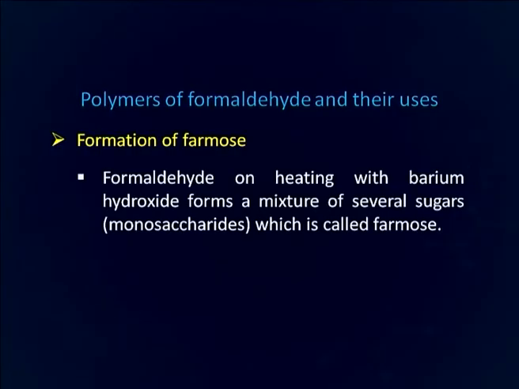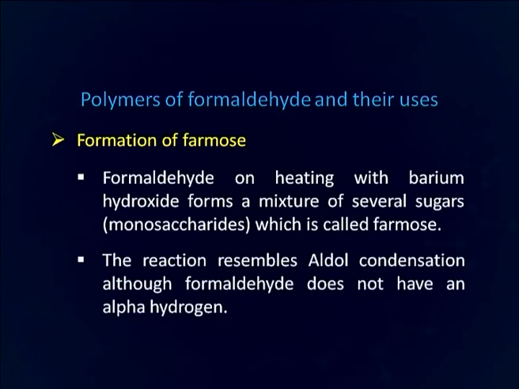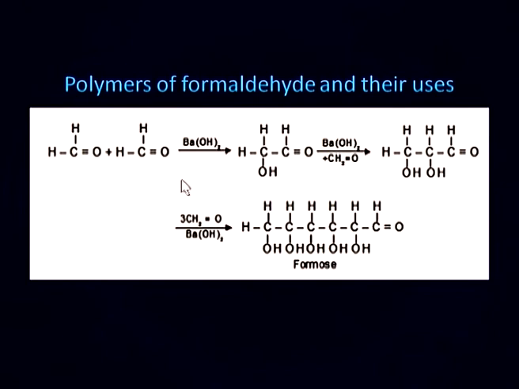We will now discuss another polymer which is formed from formaldehyde by the polymerization of formaldehyde only, and it is called Formose. Formaldehyde on heating with barium hydroxide forms a mixture of several sugars, that is monosaccharides, which is called Formose. The reaction resembles aldol condensation, although formaldehyde does not have any alpha hydrogen. Here you can see we are forming this Formose. This is having a sugar structure. It is generated by the reaction of formaldehyde in presence of alkali, that is base.